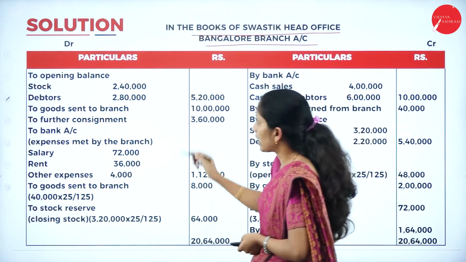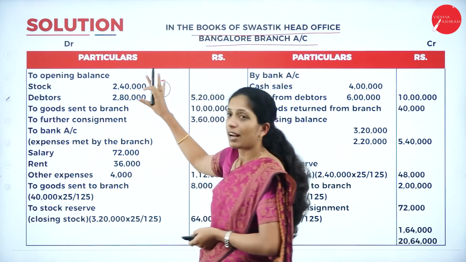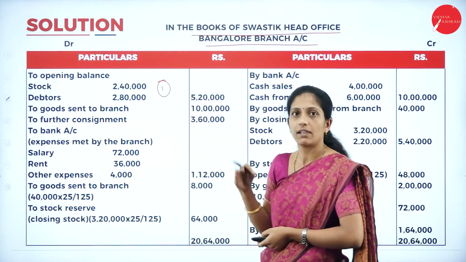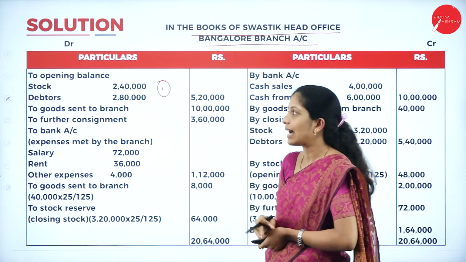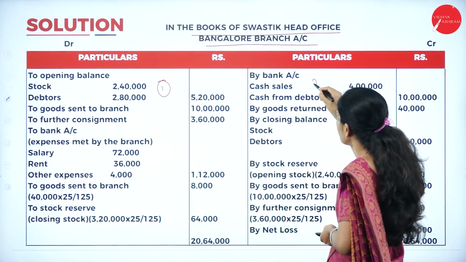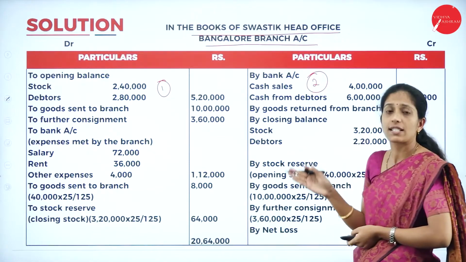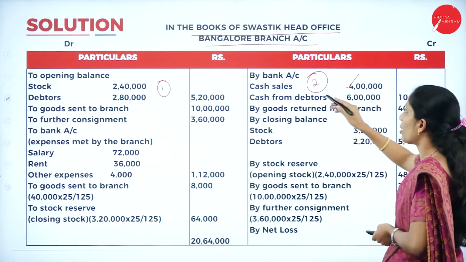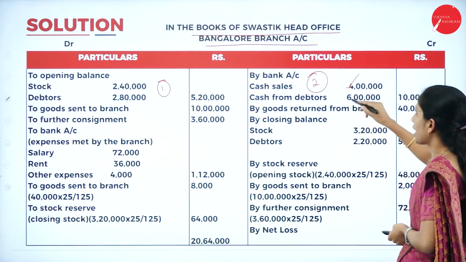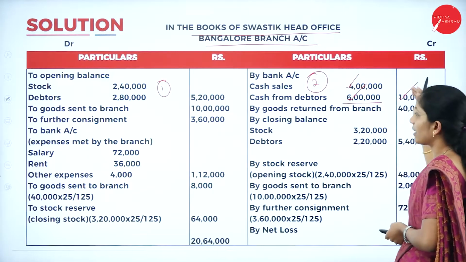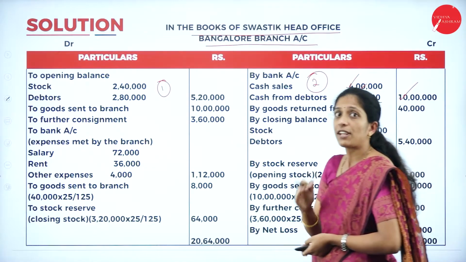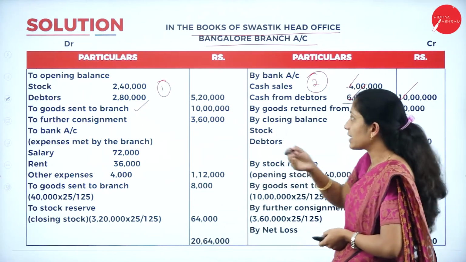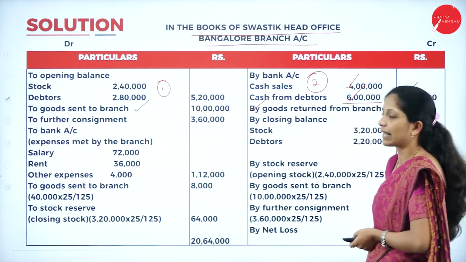Now, first you will record all the opening items. Here in this question, they have given opening stock as well as debtors. Next, your second item is whatever amount is remitted from the branch to head office. It is written in the form of cash sales as well as cash from debtors. Add these two and write in the outer column. If any goods are sent to branch, write in the debit side. If any goods are returned by the branch, write in the credit side.